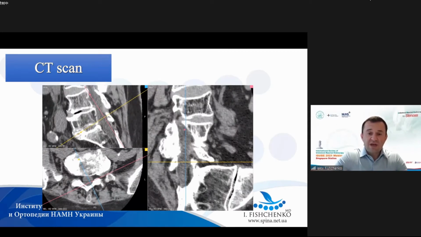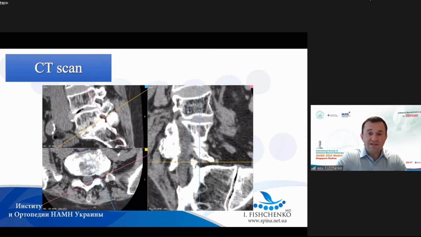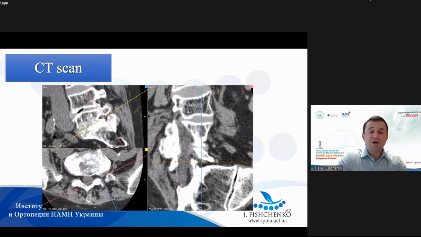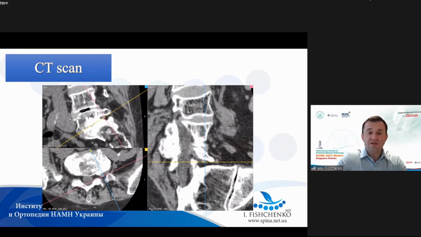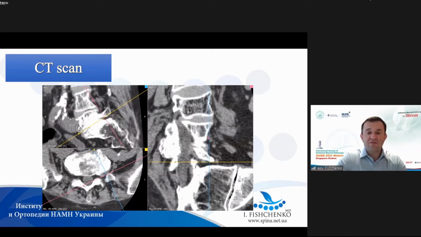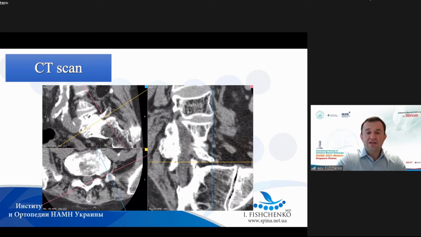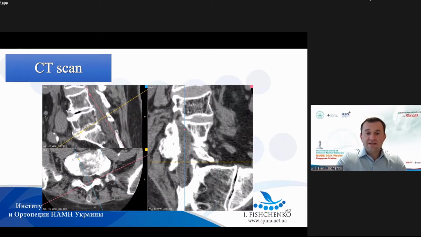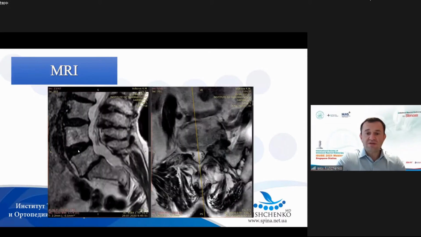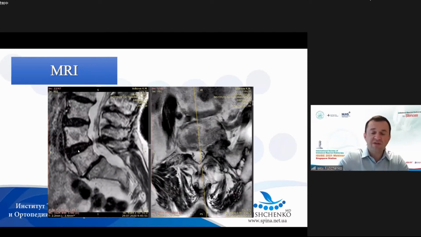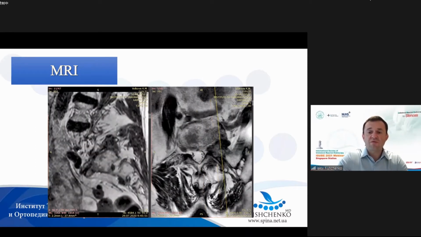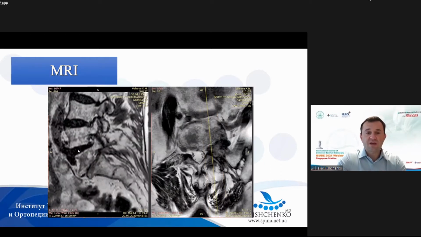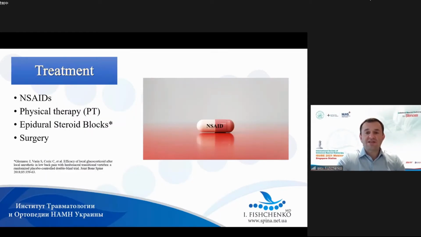This is a case where you can see on CT scan the foraminal stenosis and extraforaminal enhancement of the L5 nerve root with the hypertrophied transverse process of L5. And this is the MRI, where there is also hypertrophy and a mass effect, which entraps the L5 nerve root in an old patient. So what are the treatment options that we can suggest to our patients?